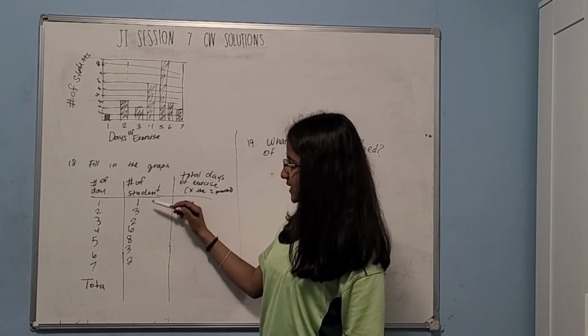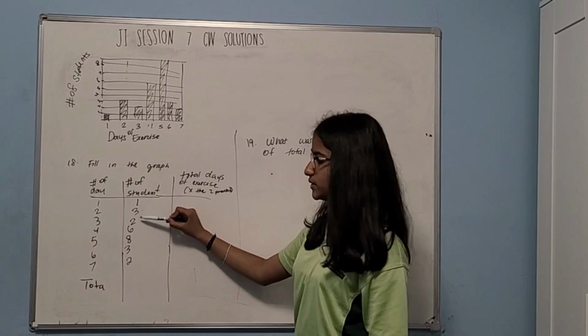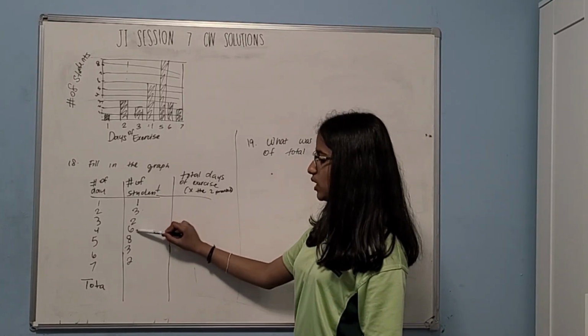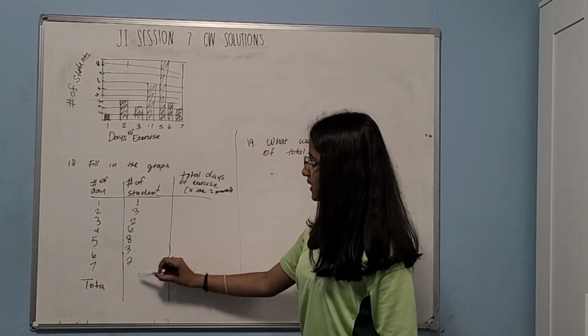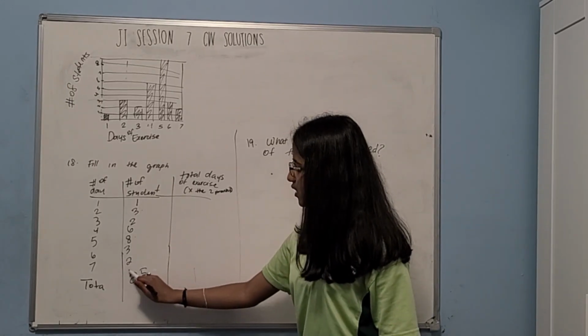And when you add all that together, you get 1 plus 3 is 4. 4 plus 2 is 6. 6 plus 6 is 12. 12 plus 8 is 20. 20 plus 3 is 23. And 23 plus 2 is 25.